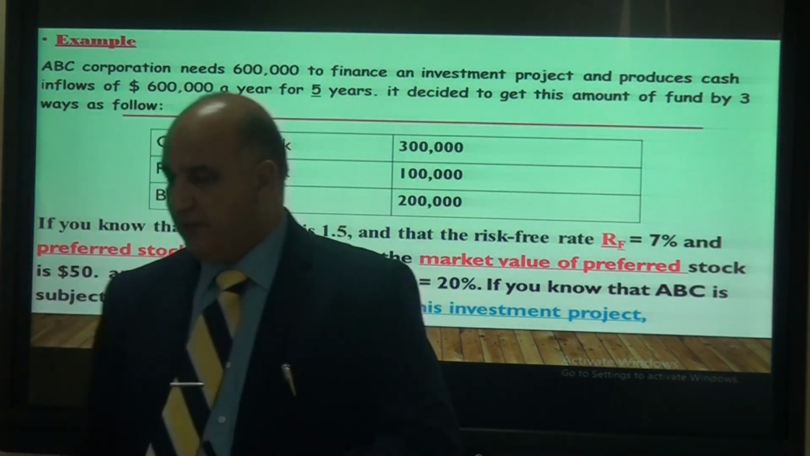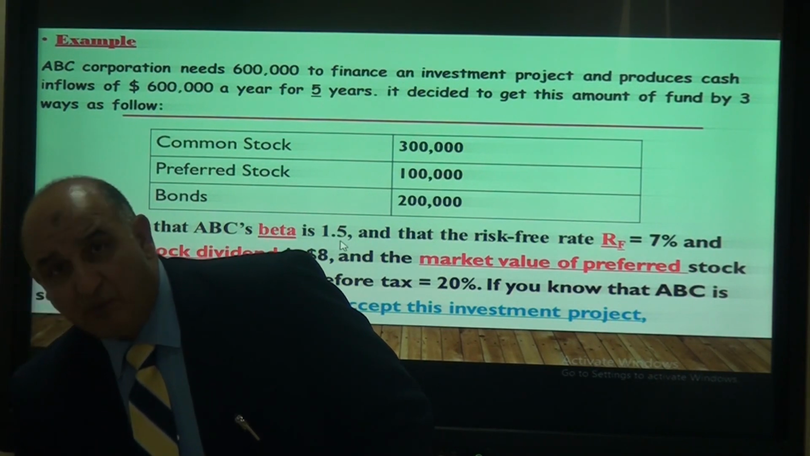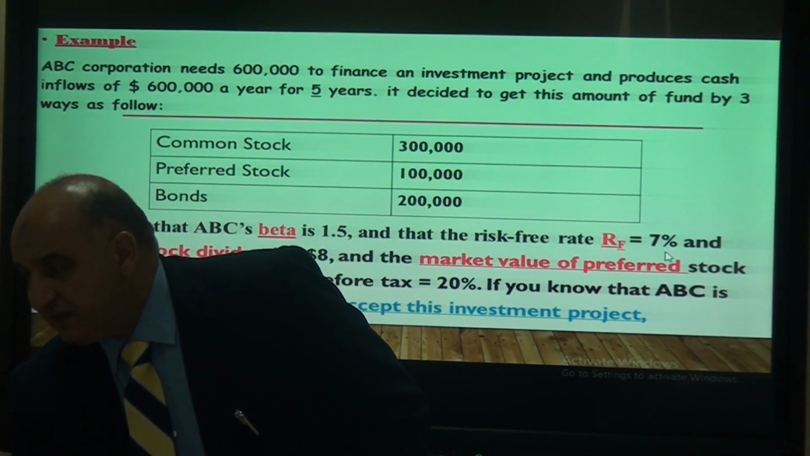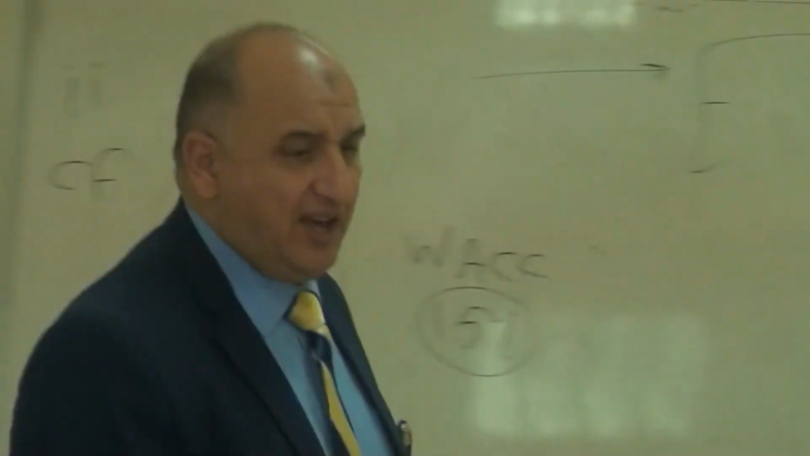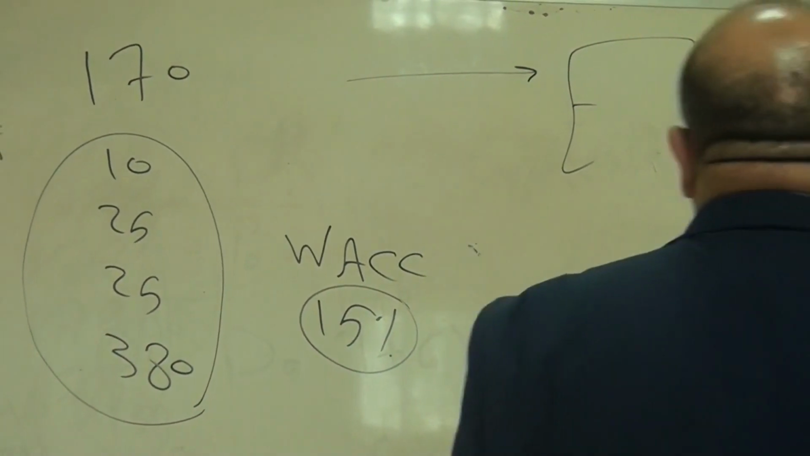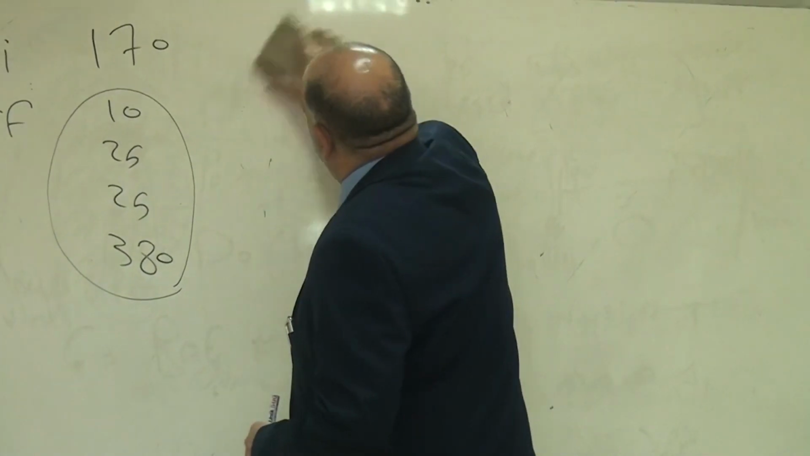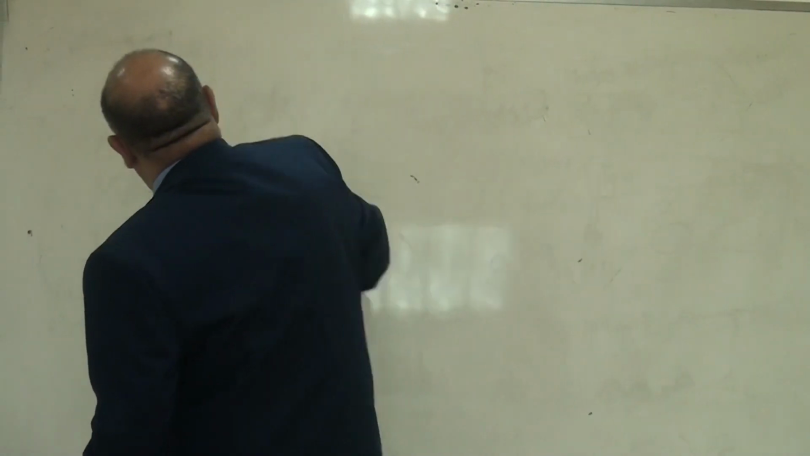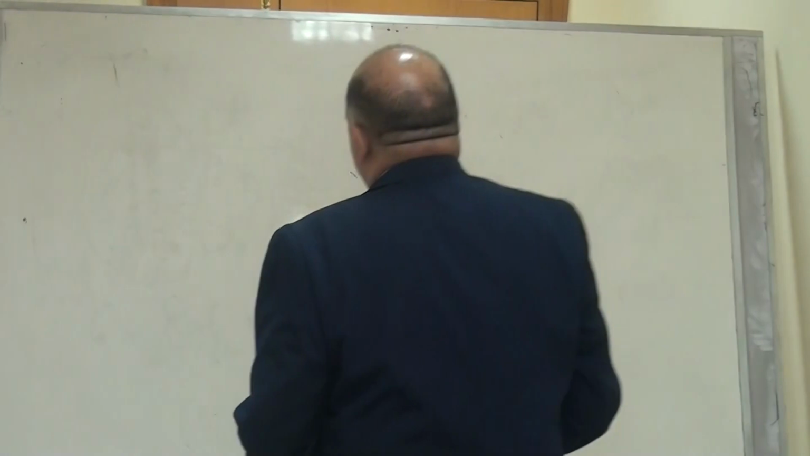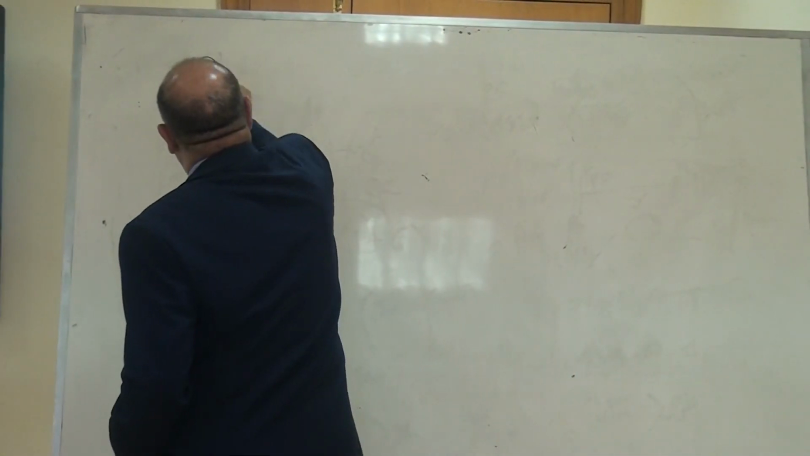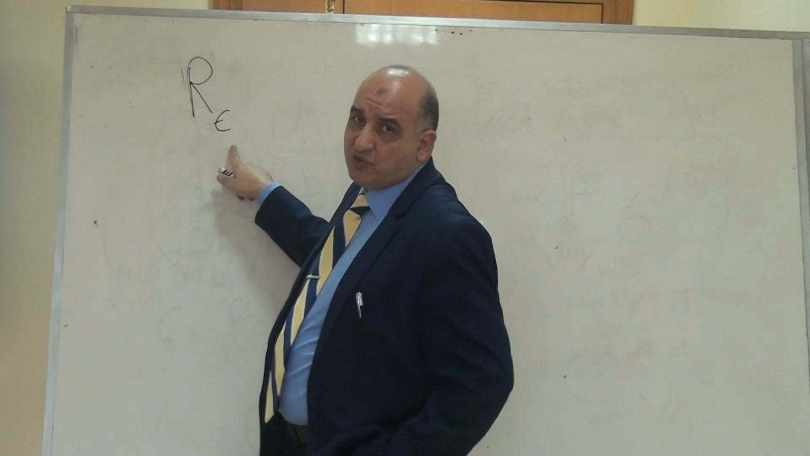Here, what does he give us? He said, if you have the beta equal 1.5, risk-free rate 7%, all of those mean that we have the CAPM model. CAPM, we can use it to calculate the cost of common stocks. So now this is the cost of equity, the cost of common stocks.